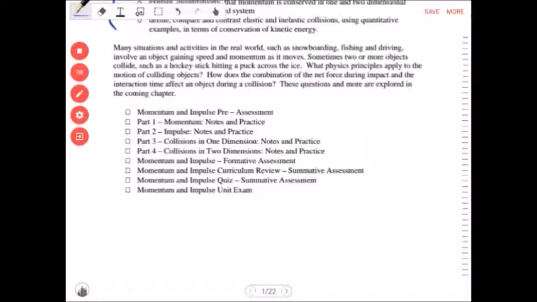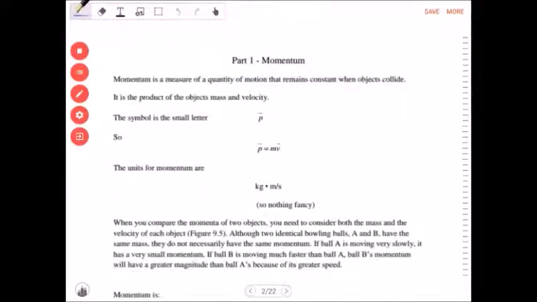Our unit exams, we have designed those to be very diploma exam-like. There's multiple choice and numeric response questions, and they have the same kind of rigor as diploma exam questions, and some of them are our old questions that we've modified. So just to basically prepare you. Anyways, that is the outline for this unit. So let's get started. Part 1, momentum.